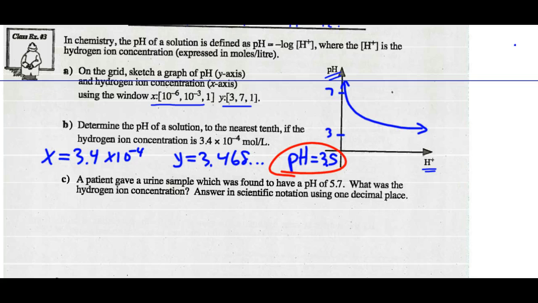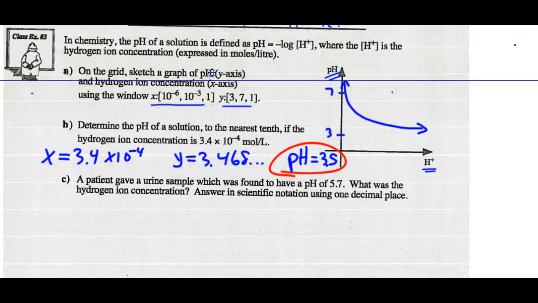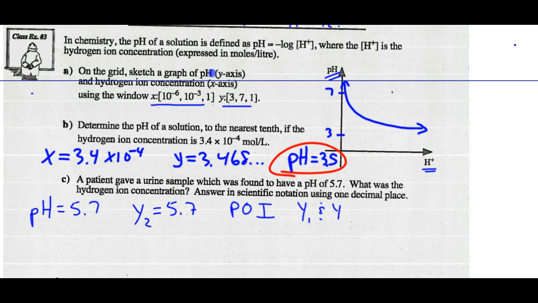Part C, a patient gave a urine sample which was found to have a pH of 5.7. What was the hydrogen ion concentration? So now if I'm given a pH level of 5.7, that translates to Y2 in my graphing calculator as 5.7. And then I want to find the point of intersection between Y1 and Y2. And that's going to be the solution for the hydrogen ion concentration.